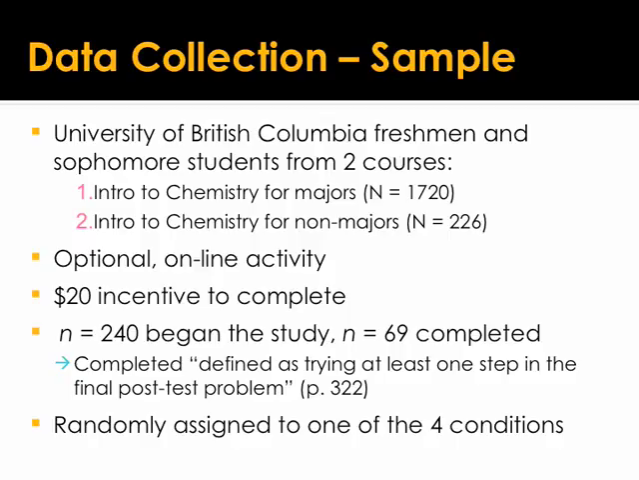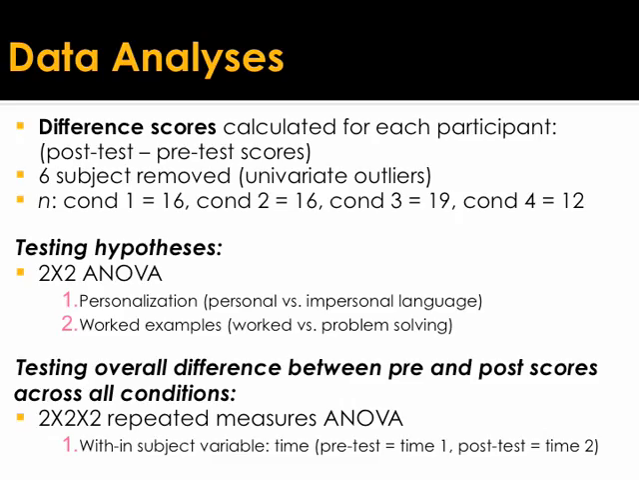The authors defined completed as trying at least one step in the final post-test problem. Participants were randomly assigned to one of the 4 conditions. Difference scores were calculated for each participant, which were calculated from post-test minus their pre-test scores. 6 subjects in total were removed, and condition 1 had 16 participants, condition 2 had 16 participants, condition 3 had 19 participants, and condition 4 had 12 participants.